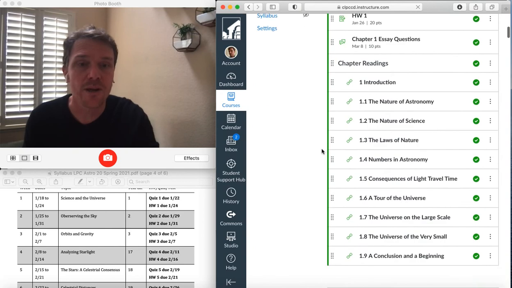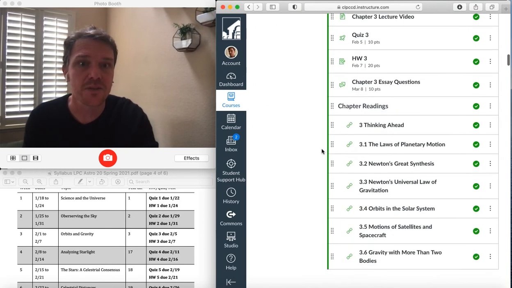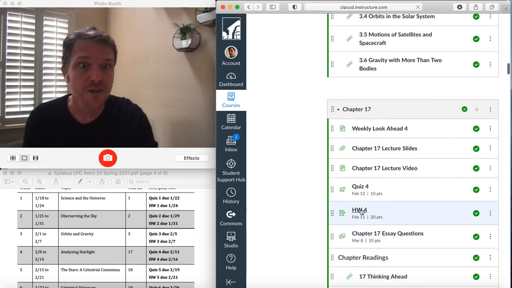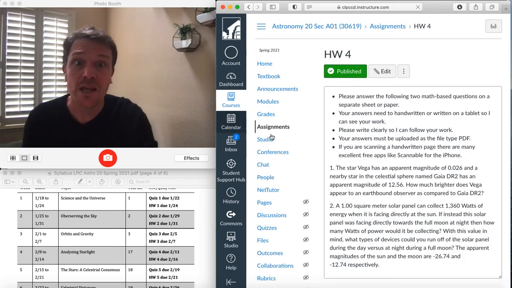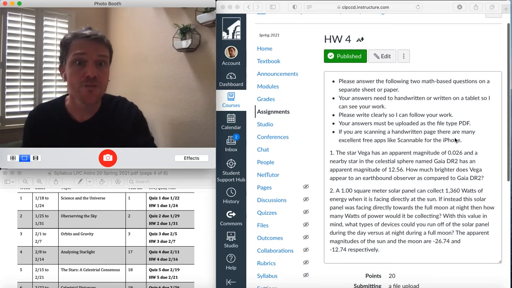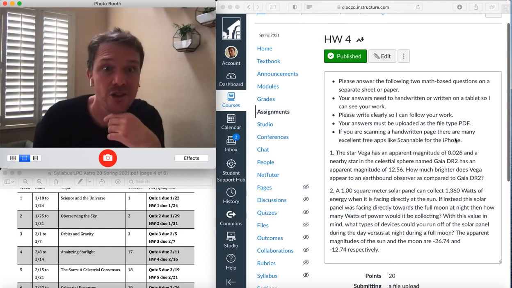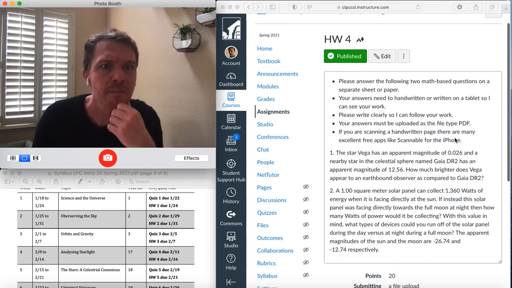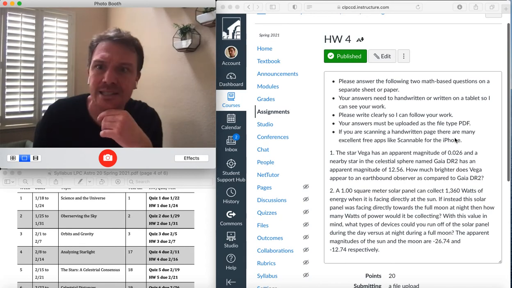All right, so this is homework 4, covering chapter 17, which I was discussing before. I reflected back on chapter 2, and in chapter 17 and the current homework, we have 2 questions that are both about star brightness. Okay, so if you look here, we have a question that says the star Vega has an apparent magnitude of 0.026, and a nearby star in the celestial sphere named Gaia DR2 has an apparent magnitude of 12.56. Okay, how much brighter does Vega appear to an Earthbound observer as compared to Gaia DR2?